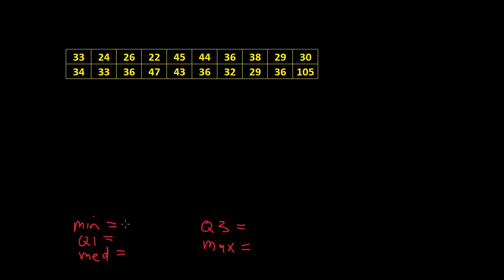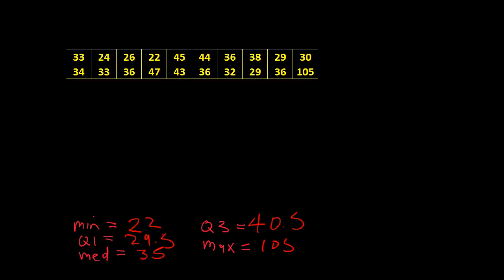So let's have a look. Our minimum we've worked out is 22. Our quartile 1 is 29.5. I'll just see if I can squeeze it in here. Our median, which is our middle score, is 35. Quartile 3 is 40.5. And then our last one is 105 for our maximum.